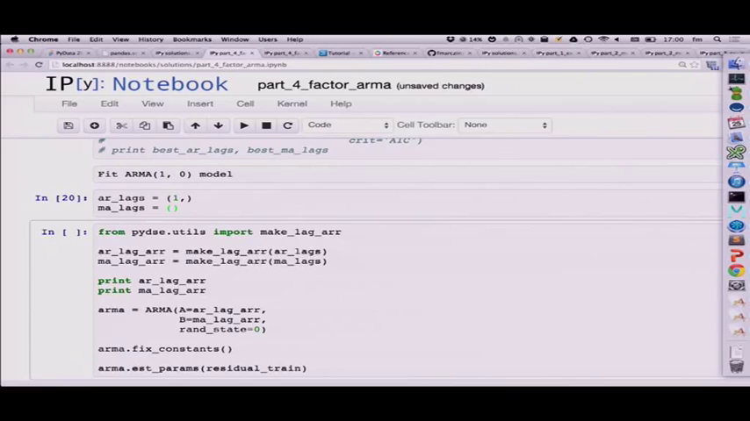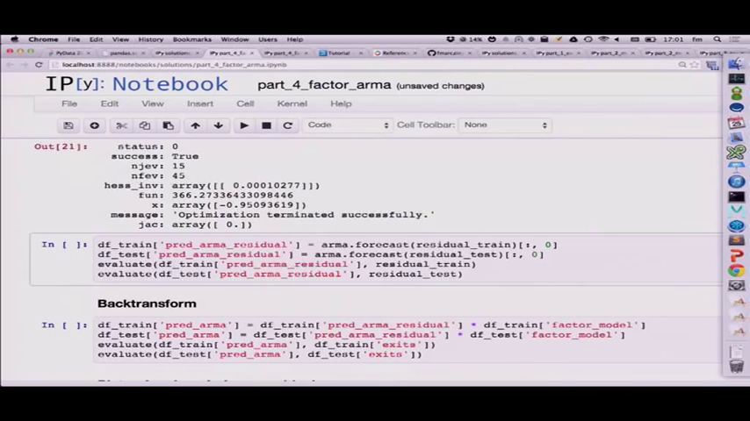And okay, that's the main part. Now we know our lags. It's just one very simple autoregressive model. We construct our ARMA, which has some A and B, which you can find in the definition on Wikipedia and in the literature, and also the PyDSE definition. The A is for the AR part, the B for the MA part, and we've got a random state. Then we fix constants and we estimate parameters with our data. That takes some time, and we get a status report with different information.